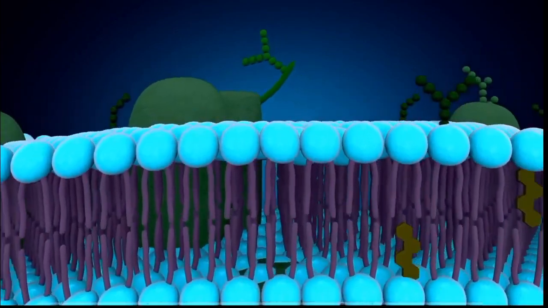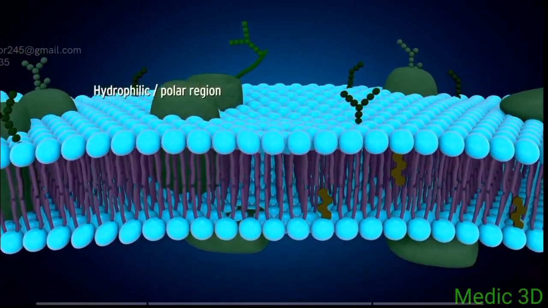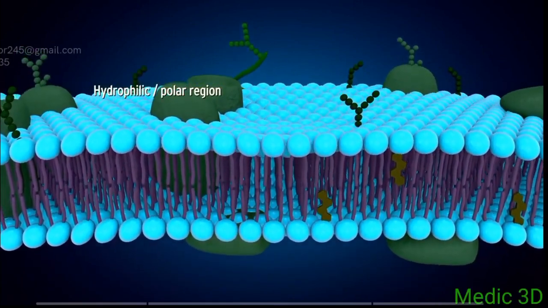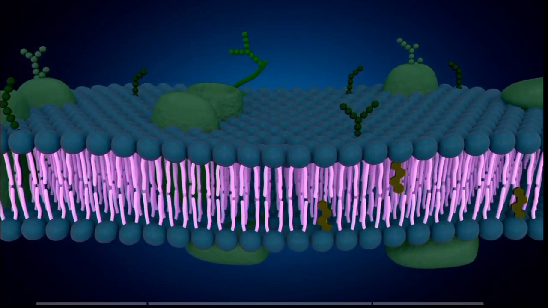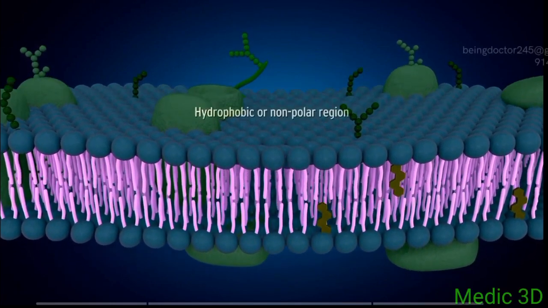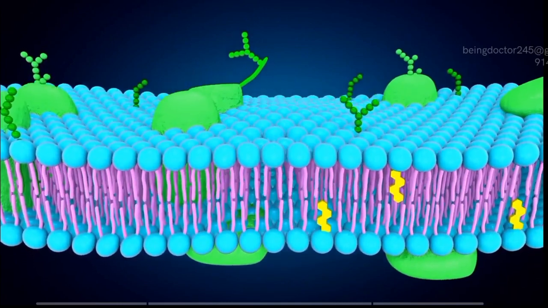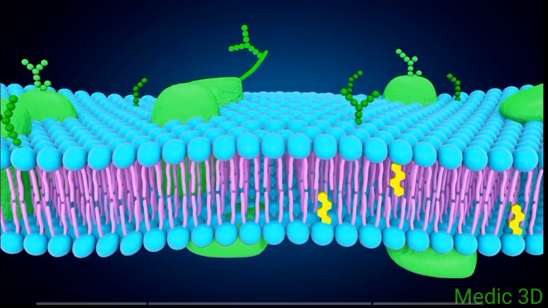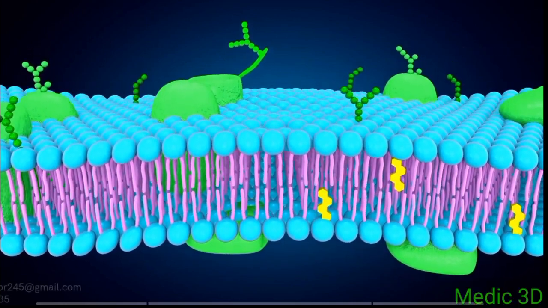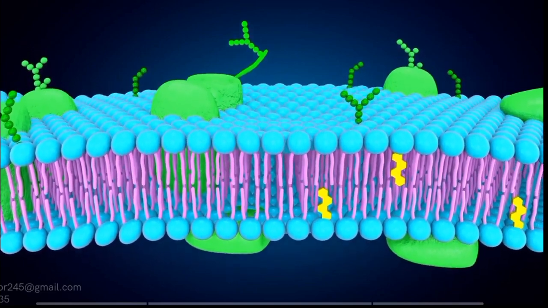The head portion is soluble in water and hence known as the hydrophilic or polar region. The tail portion is insoluble in water and hence known as the hydrophobic or non-polar region. These hydrophobic tails remain enclosed within the bilayer, while the hydrophilic head extends outside on either side of the membrane.